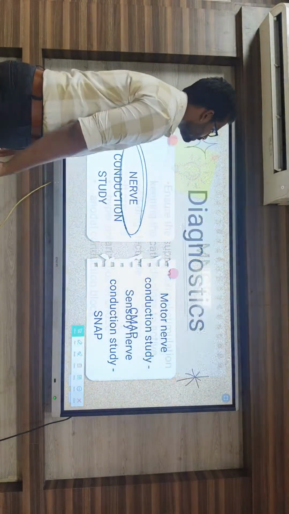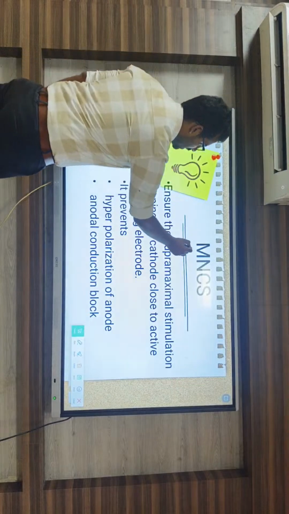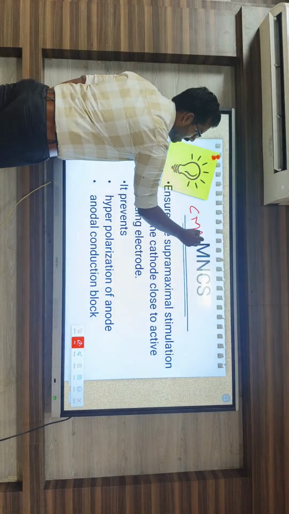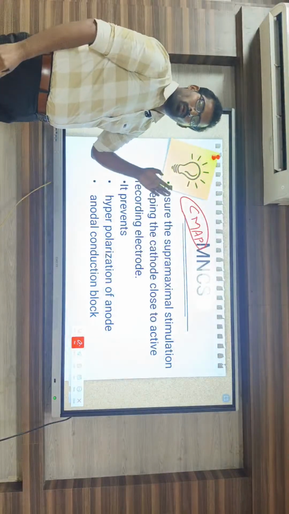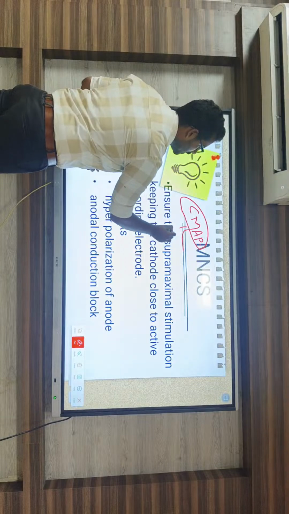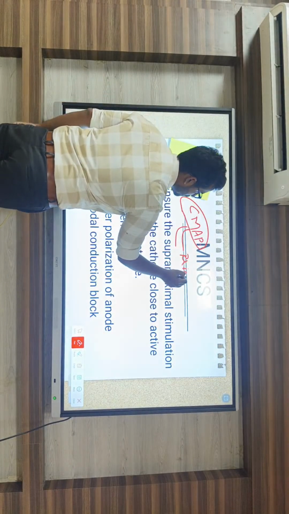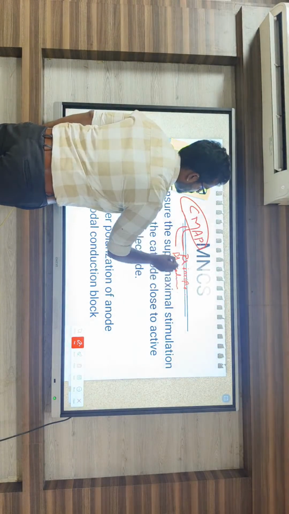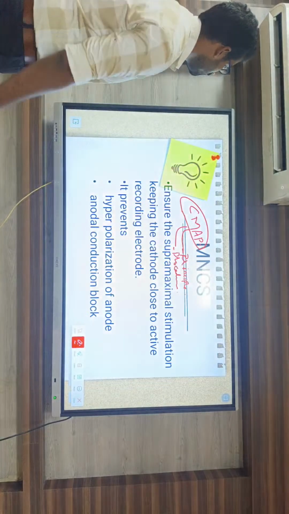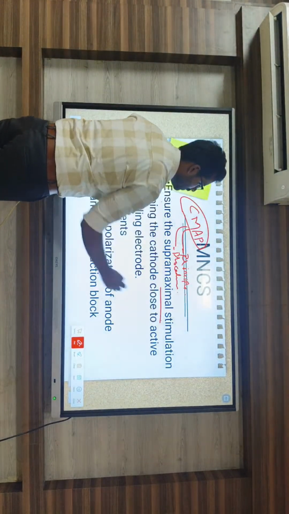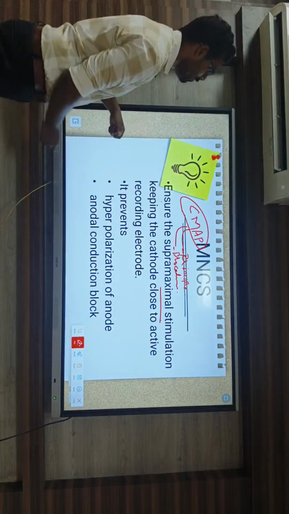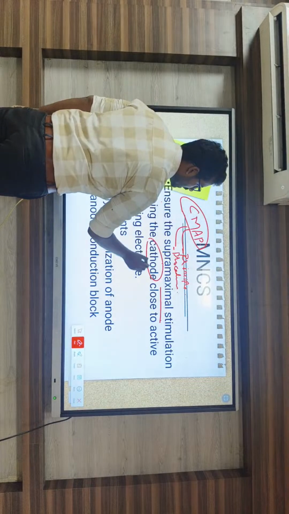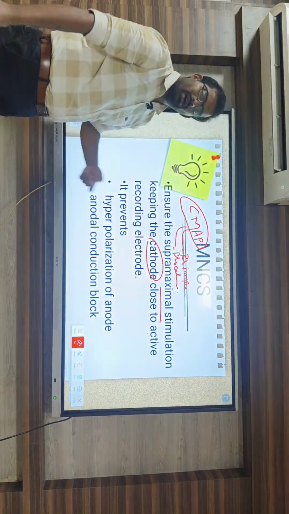So coming to the motor nerve conduction study, here we want to know about the compound muscle action potential. In this motor nerve conduction study, first we want to know the principle and second the procedure. So what is the major principle? First, we want to ensure the supramaximal stimulation of the particular muscle. So how are you going to achieve the supramaximal stimulation? The cathode is closely attached to the active recording electrode.